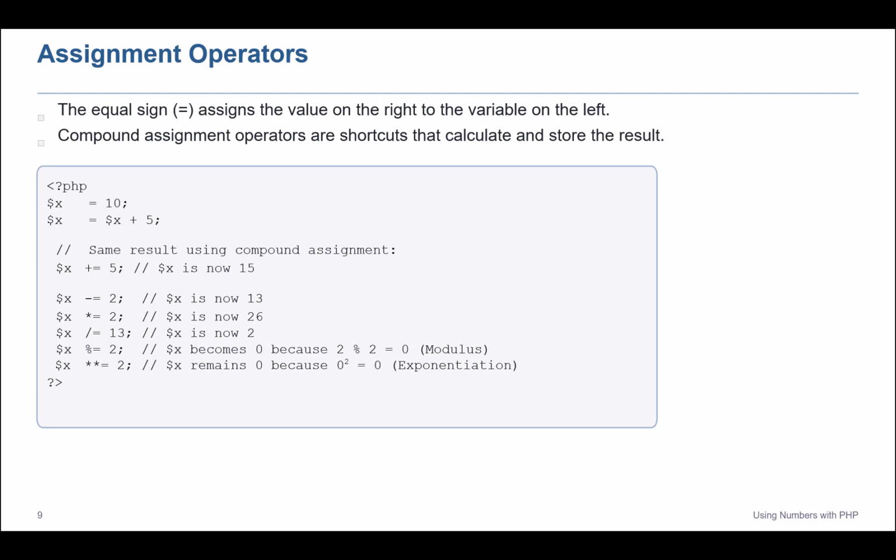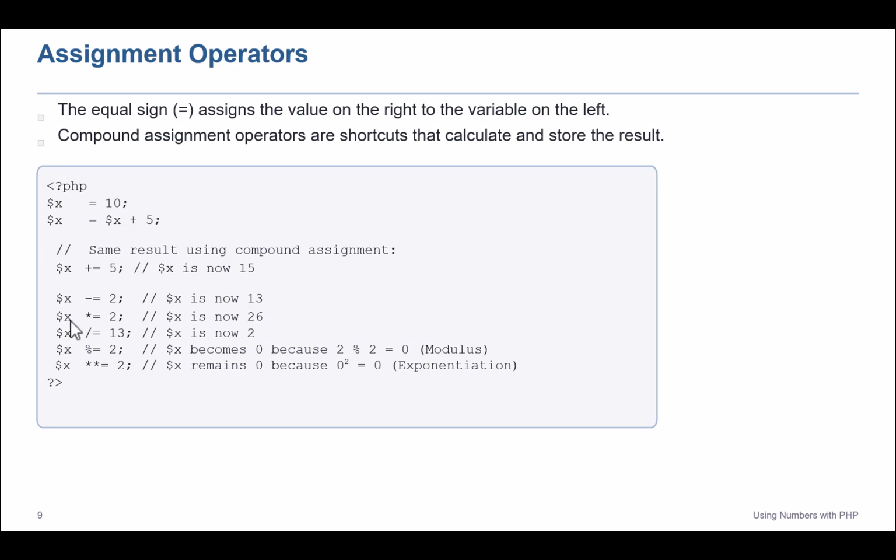Similar compound assignment operators are available for subtraction, multiplication, division, modulus, which is the remainder after division, and exponentiation. The modulus operator is commonly used in programming to determine whether a number is even or odd, cycle through repeating patterns, wrap values within a range, or perform actions at regular intervals. So we have the variable $x, and then minus equals 2. So $x, which was previously 15, is now 13.